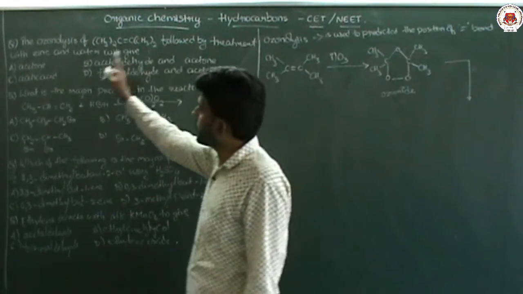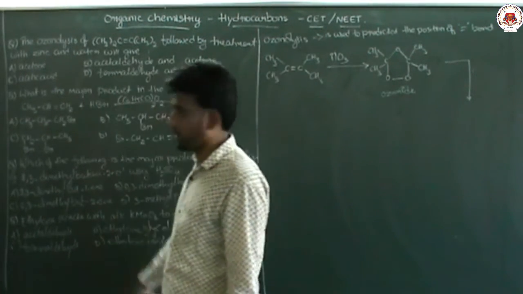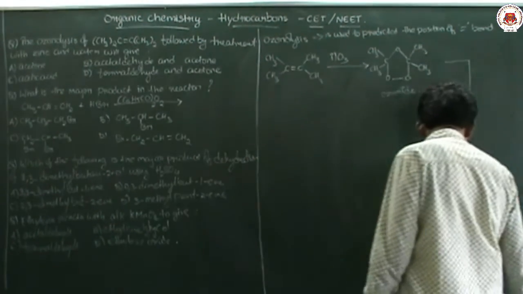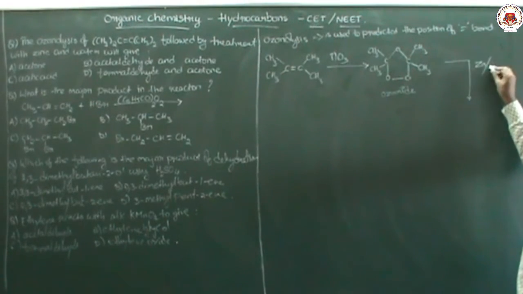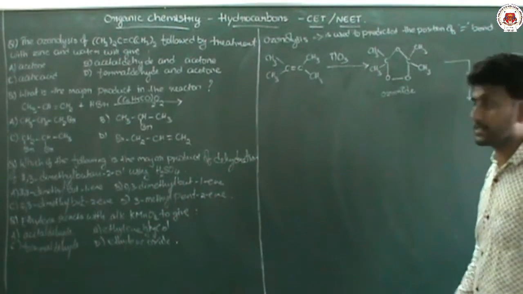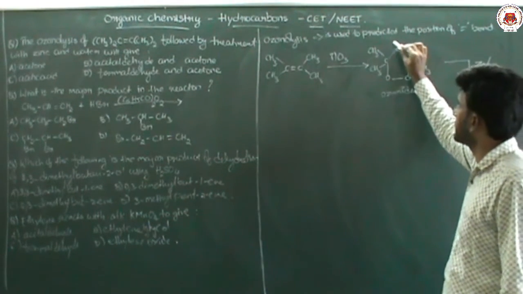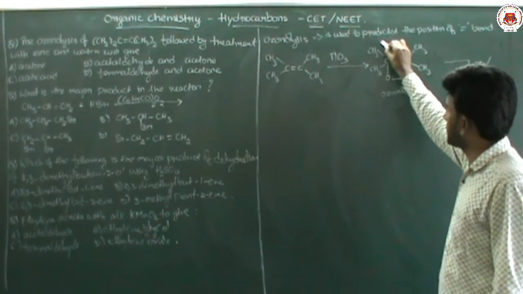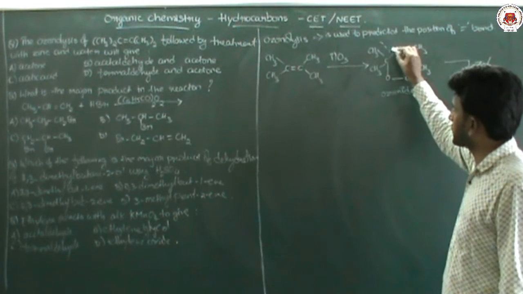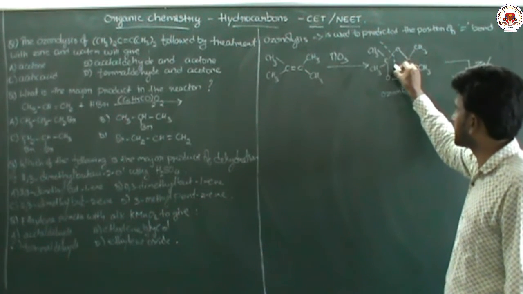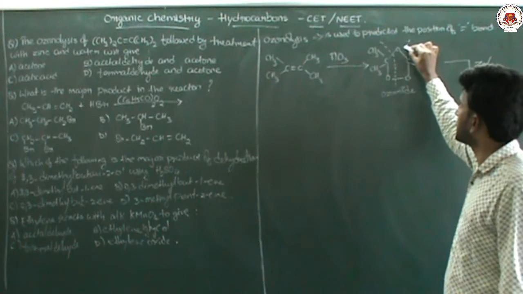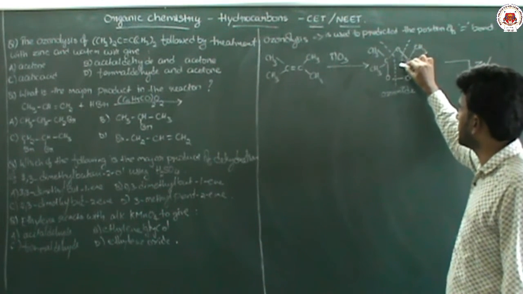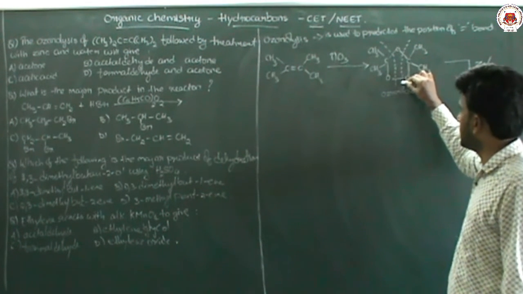Now this one is followed by the treatment with zinc and water. Hydrolysis with zinc: the bond gets cleaved like this. Always ozonide bonds get cleaved like this. The 5-member ring is cleaved in this way.